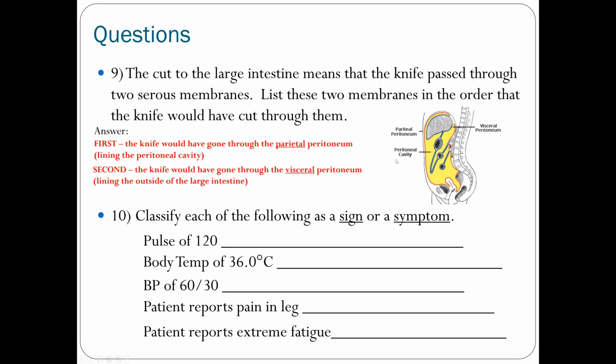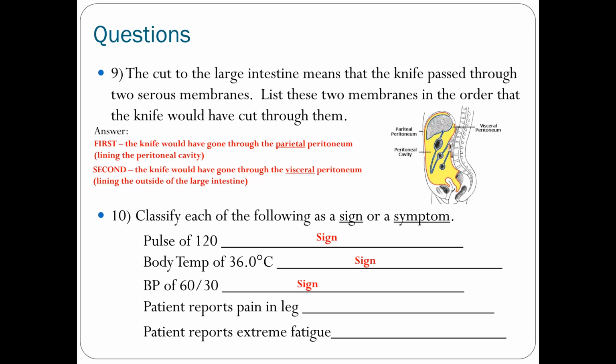The next question says classify each of the following as a sign or a symptom. So remember that signs are objective measurements that we can get with instruments, whereas symptoms are subjective and we can't really put a strict measurement on them. So a pulse of 120, that is definitely objective and measurable, so that would be a sign. Body temp of 36 degrees Celsius, again directly measurable with an instrument, that would be a sign. Blood pressure of 60/30, again this is an objective measurement, that would be a sign.